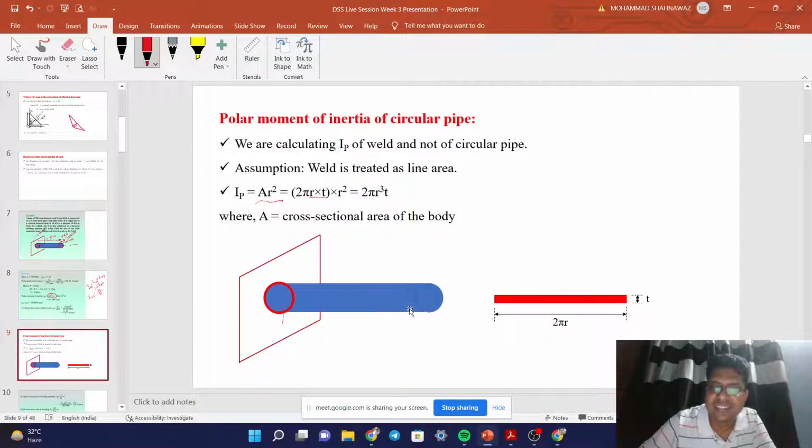Now you can see that we are not taking the entire cross sectional area, we are only considering this part, the welded part. So here we are calculating IP of the weld and not of the circular pipe. From the assumption, the weld is treated as a line area, and this is clear. A is the cross sectional area of the body, meaning whatever body you are calculating polar moment of inertia for. So this is the line for which we are calculating it, so A is of this line.